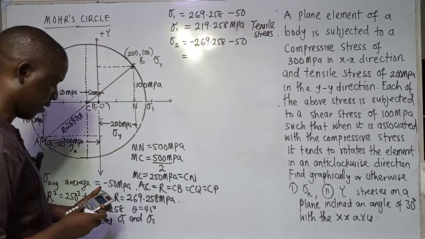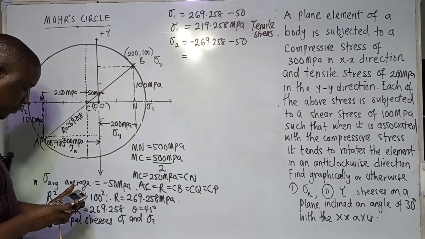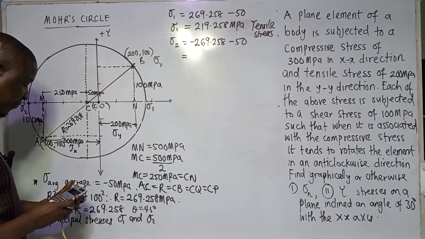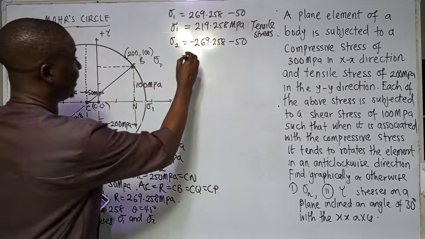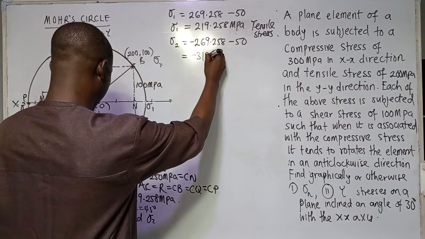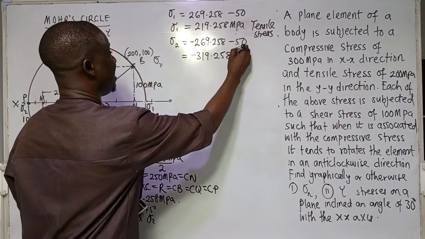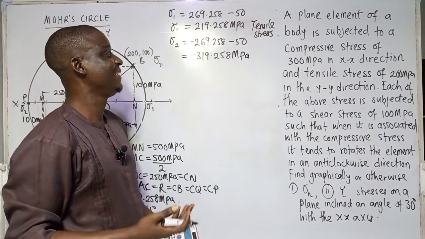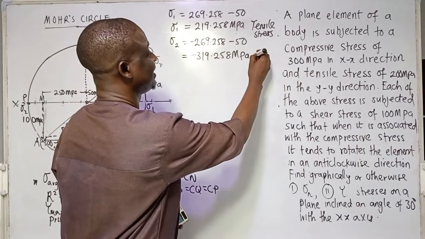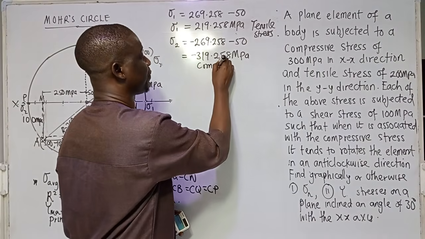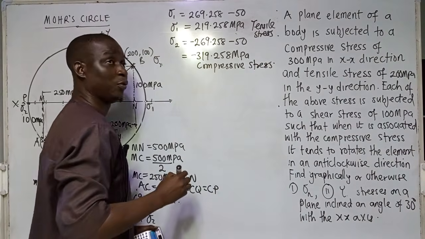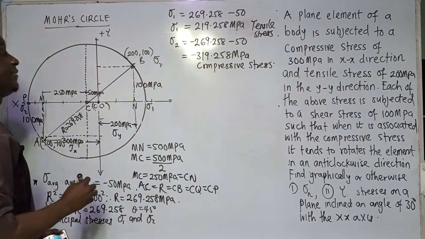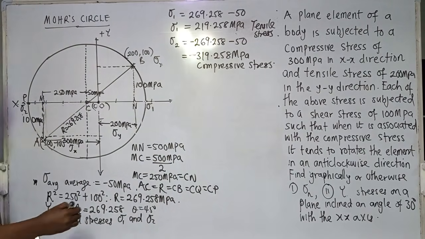And that will give us 269.258 plus 50. That gives us negative, minus 319.258 megapascal. What we have just gotten now is simply minus because it is due to compression. Principal compressive stress. Principal stress due to compressive stress. That's why the minus is coming out there. See the minus coming out from the solution.